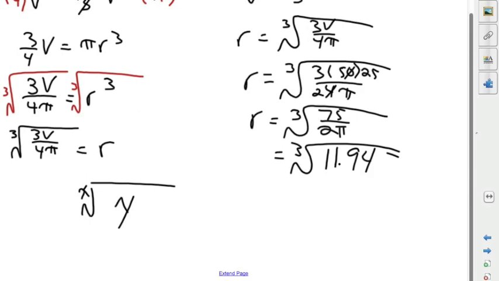Other calculators might have something that looks like this, which is what mine does: x to the power of 1 over y. That means the same thing. You'll learn that in grade 11, exponents. They're called rational exponents. So you have a button on your calculator that looks like that. Same thing, you put in 11.94, hit that button, and then you hit 3. And you should get 2.28, 2.29.